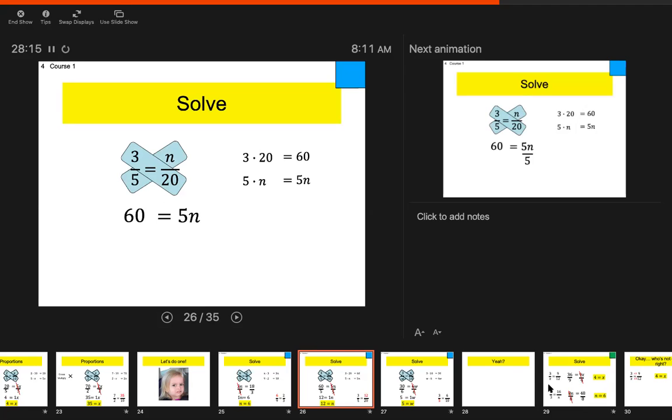I just take 60 and divide by 5. I'm not saying I'm doing any extra work here. I just divide by 5. What's 60 divided by 5? So n equals 12, and you're done.